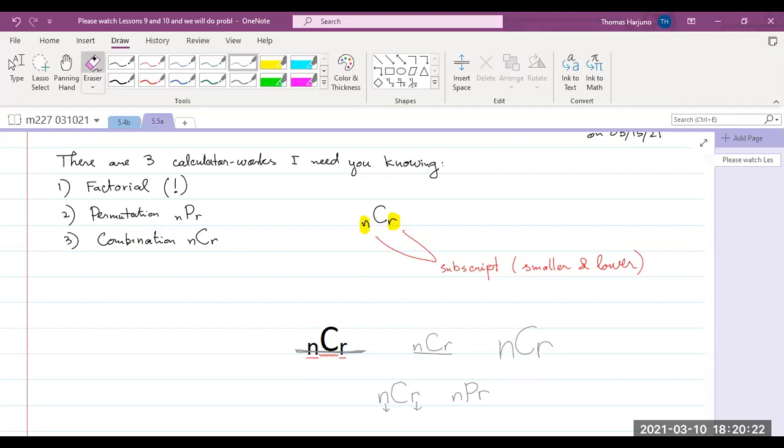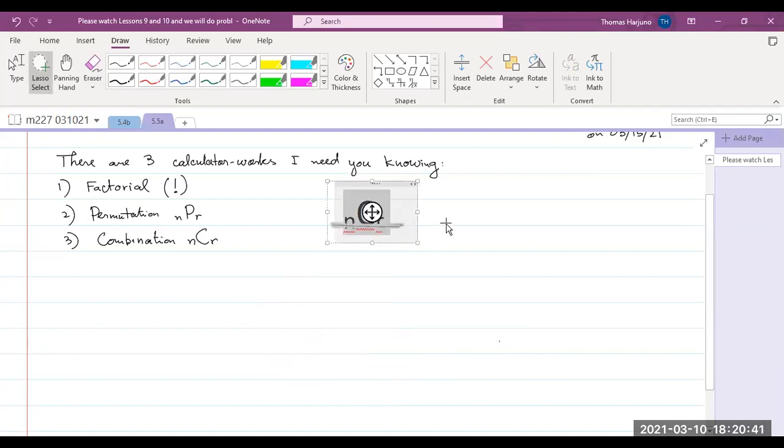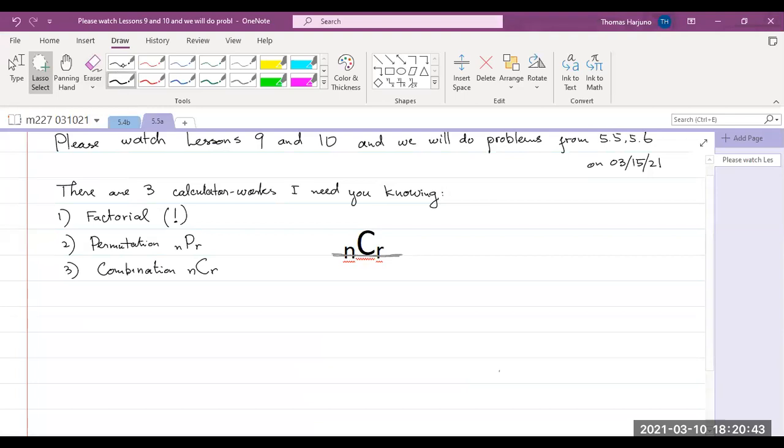Okay, now that's one. I believe I did mention this factorial, permutation, and combination in my lecture video, but I go over it here again to make sure that you really know how to use your calculator. Now, so first one, factorial.